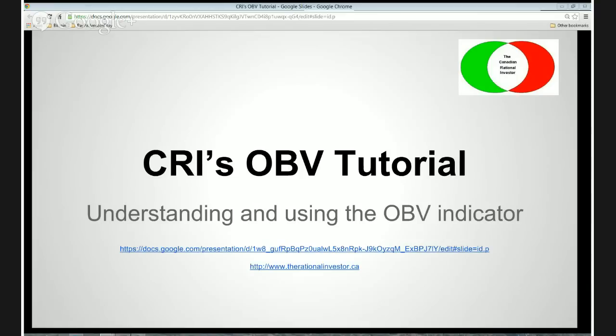Today's tutorial is specifically on on balance volume and using the OBV indicator to help you understand which way money is flowing. As you can see by the intro slide here, understanding and using the OBV indicator.